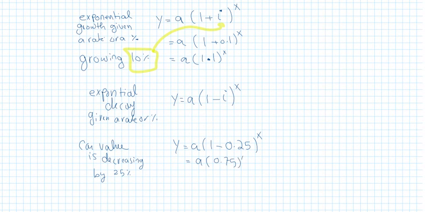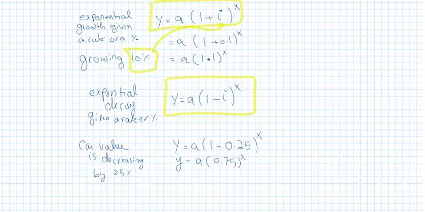Now looking at your base, is your base between 0 and 1, or is your base greater than 1? It's between 0 and 1, right? And that represents decay, right? Because remember we talked about decay and growth, and we said growth has to be greater than 1, decay has to be between 0 and 1. Okay? So these two equations, we use them when they are giving me a percentage, a rate.